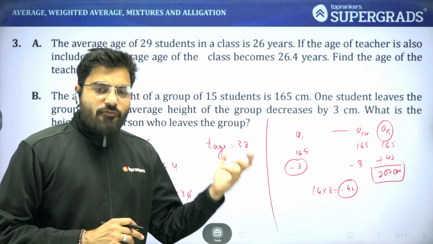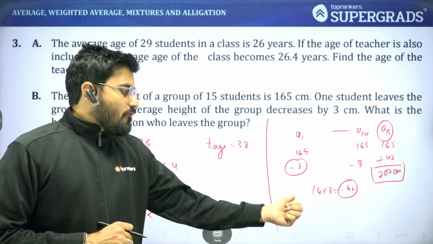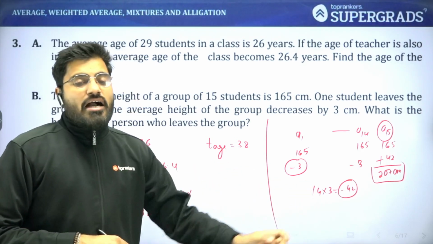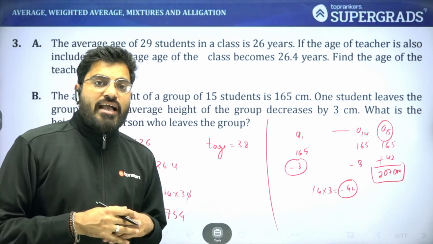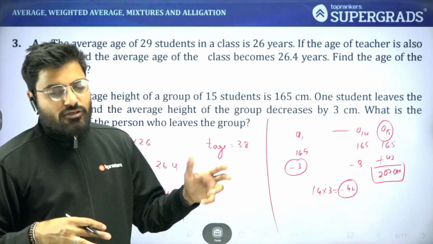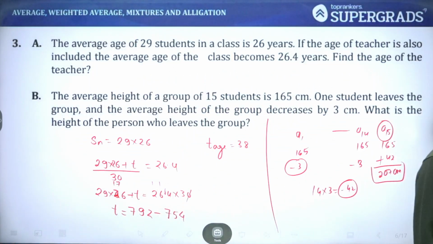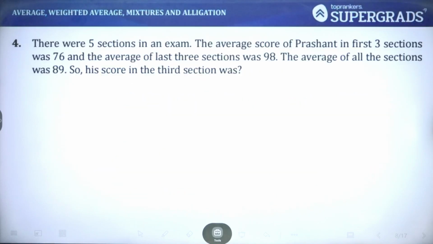There were total 14 students. From each student he took 3, so 14 into 3 is 42 centimeters taken. If he took 165 of his own plus 42 from the rest of the people, how much did he take in total? 207 centimeters. Got this approach? So hope you find this easy and you will be applying it, right? Let's proceed to the next part.